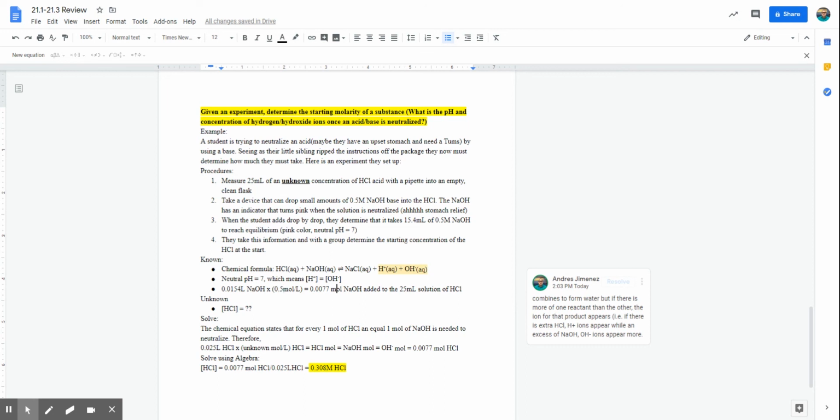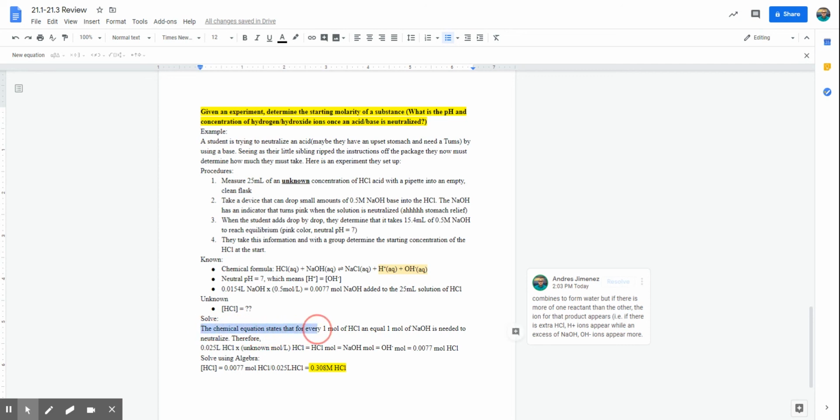So the amount of moles that I needed to use was 0.0077 moles of sodium hydroxide in order to neutralize 25 milliliters of the HCl. So then the question is, well, how much HCl did I need and what was the concentration? Well, here's how you solve this. And this is where you have to use previous information along with the new information about acids and bases in order to put those two together and use some problem solving skills.